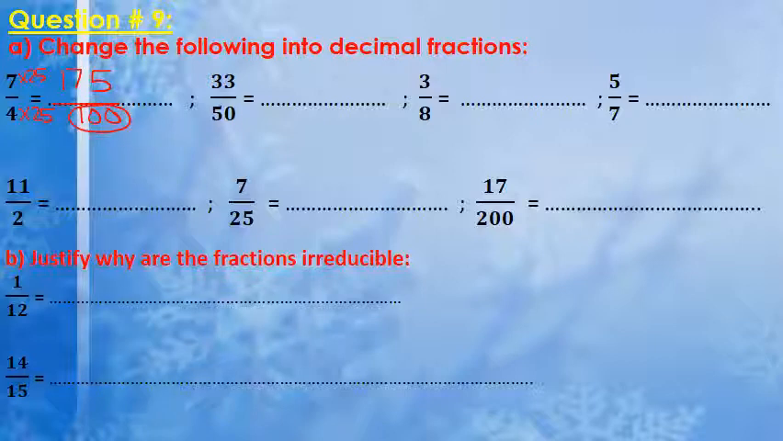Now 33 over 50, also 50 is changed into 100. We multiply by 2, so up we multiply by 2. 33 times 2 is 66. This is a decimal fraction.